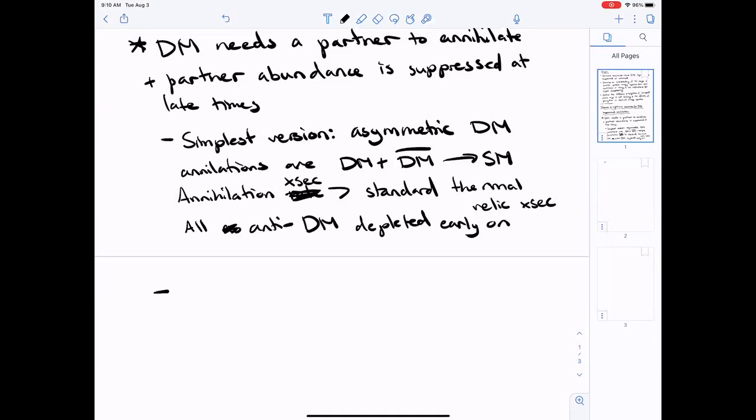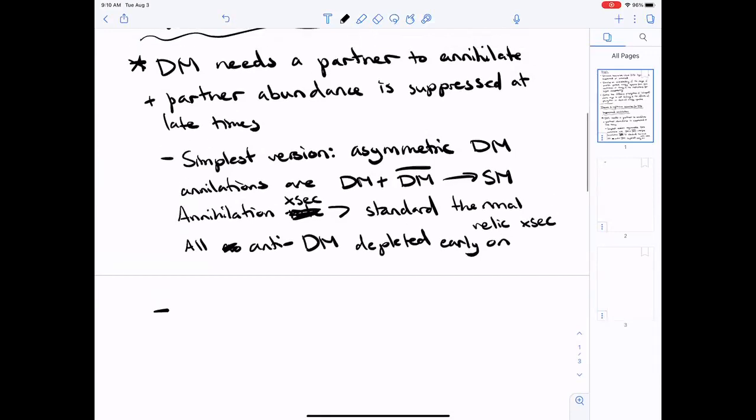But this general mechanism, that the dark matter needs some other particle to annihilate, and if that particle goes away at late times, it can't annihilate, is not restricted to the case of asymmetric dark matter. Another case that's very popular when thinking about light dark matter models is you can have a situation where dark matter is what's called a pseudo-Dirac fermion.